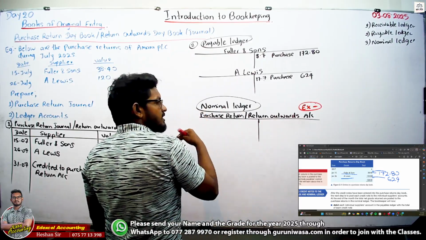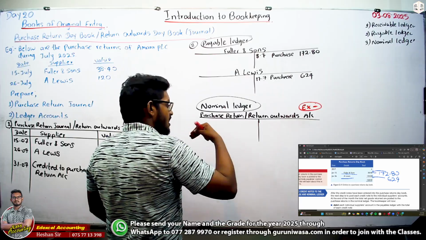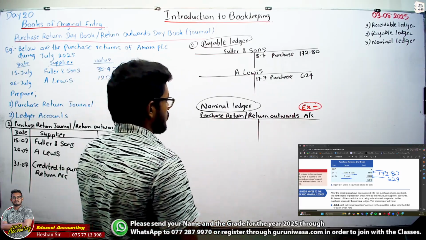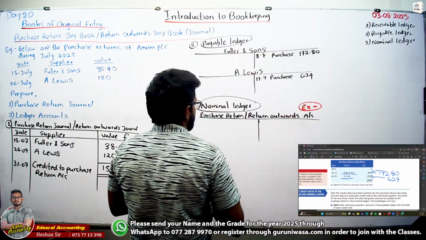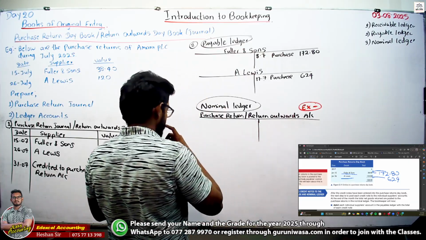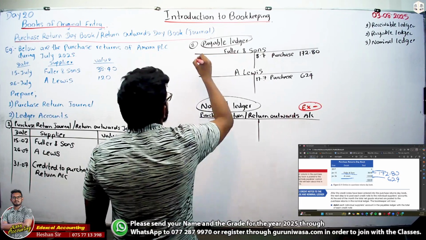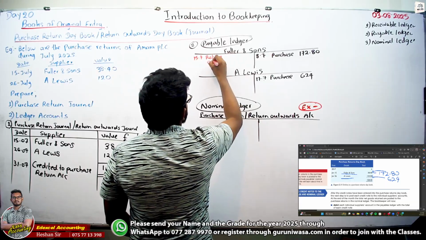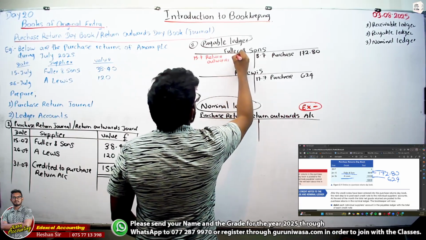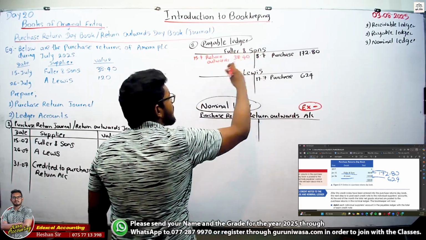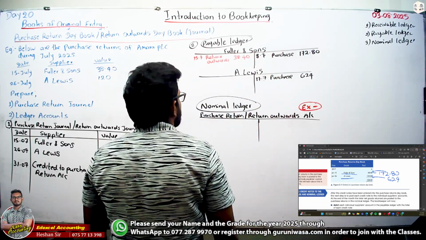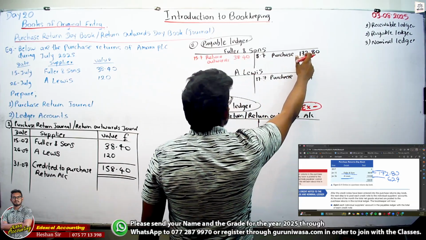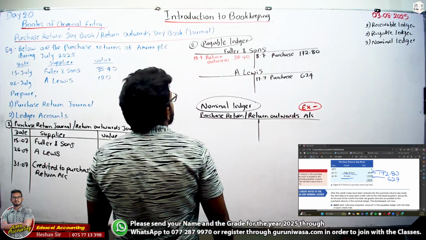When we purchase, we debit the purchase account. Sometimes you may think why we can't credit the purchase account when we are returning. No, instead of crediting the purchase account, we credit the return outwards account. So 15th of July, return outwards account, 38.40. Now when we balance this, we can tell how much is the payable amount. We purchased 172.80 worth of things, but we are returning 38.40, right?